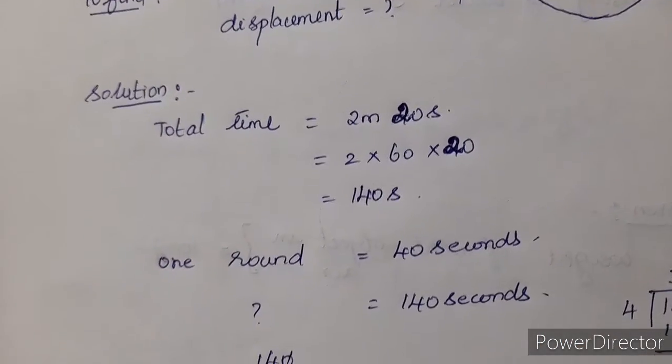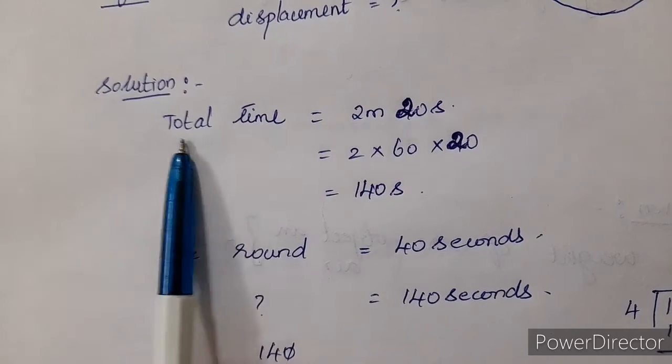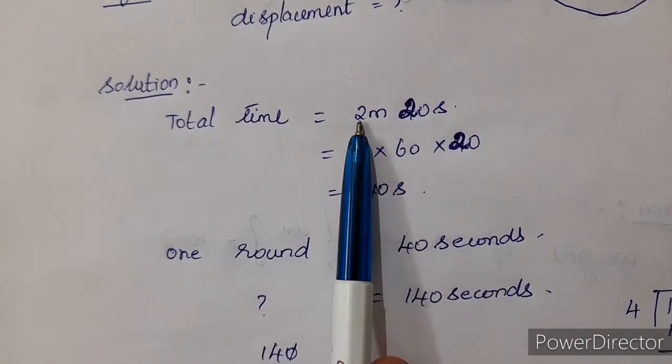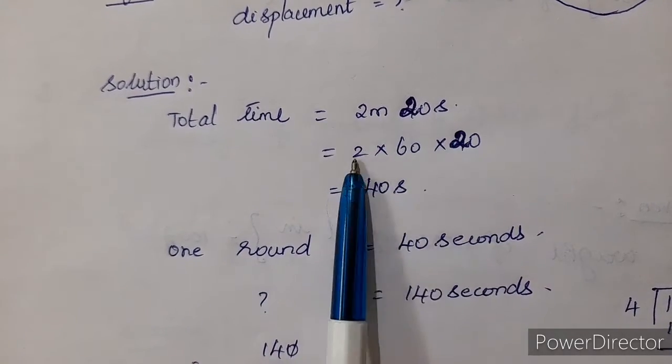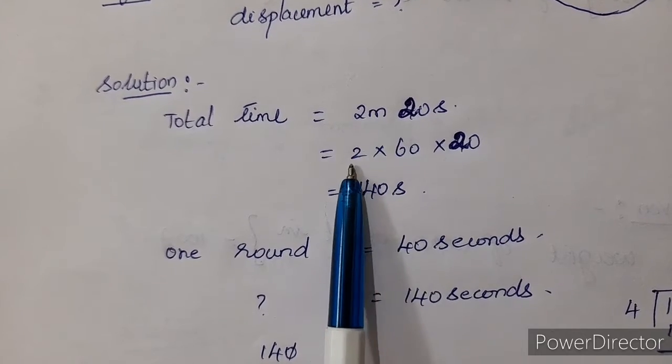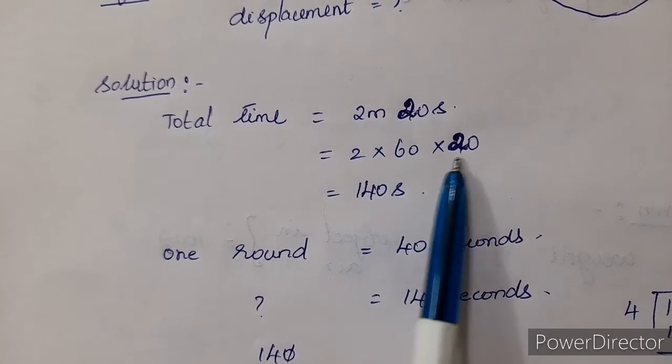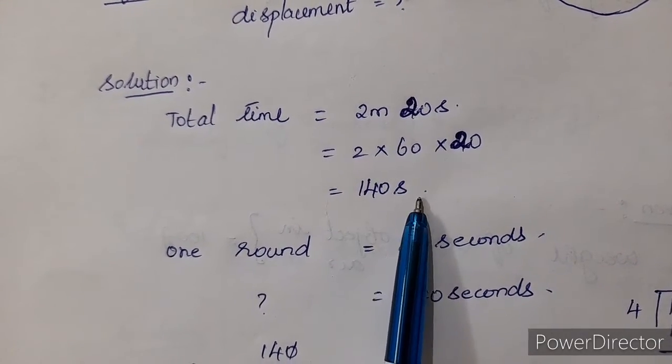Now let's see the solution first. Here the total time that is given is 2 minutes and 20 seconds. So these minutes should be converted into seconds. So 2 into 60 plus 20 seconds. So that will be 140 seconds.